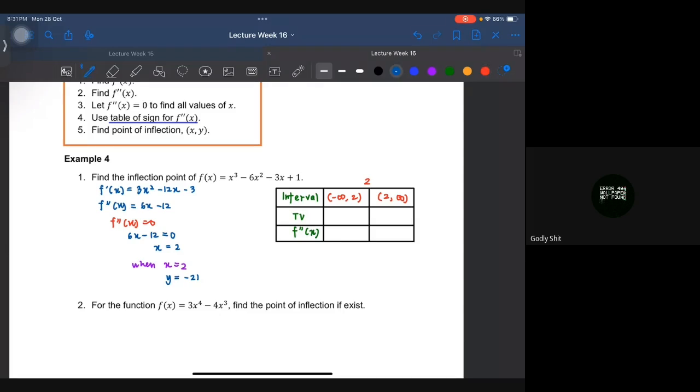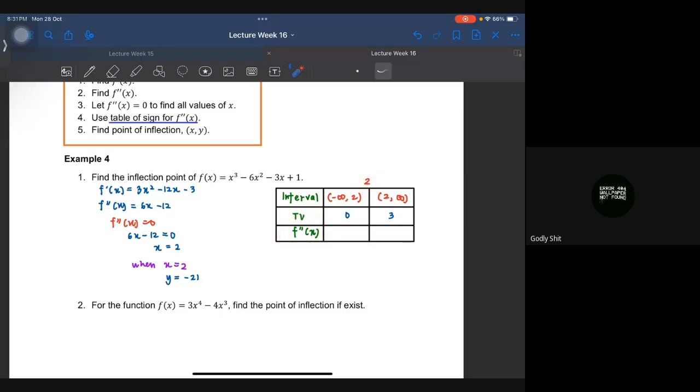So test value yang pertama I choose 0. And then test value yang kedua is 3. So untuk kita punya inflection point, so awak akan letak di sini adalah your f double prime. Kenapa f double prime? Kita nak tengok behavior dia before and after meeting 2. Sebelum jumpa 2 dia positif ke negatif? Lepas jumpa 2 dia positif ke negatif? So that's why kita buat f double prime, sebab kita nak tentukan concavity dia sebelum dan selepas.